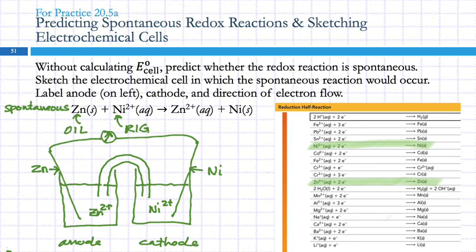And it wants to know the direction of electron flow. Well, for a spontaneous cell, with the anode on the left, the cathode on the right, the electrons are always going to go from left to right. That means that this is losing electrons, right? Which is the oxidation. This is losing the electrons. The electrons are leaving this side and going to that side.